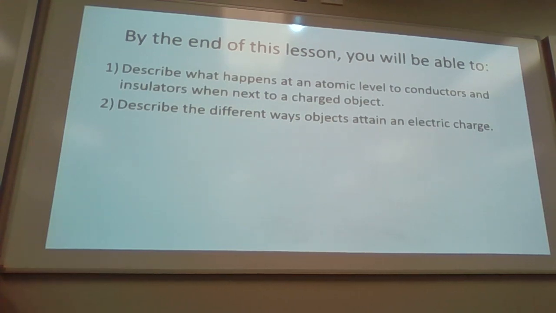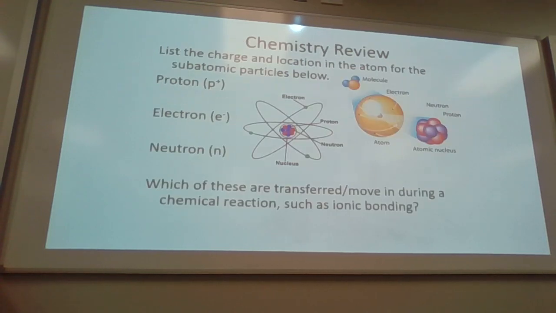So, before we do that, by the end of this lesson, you'll be able to describe what happens at the atomic level to conductors and insulators when next to a charged object, and describe different ways to attain an electric charge. So, quick chemistry review.